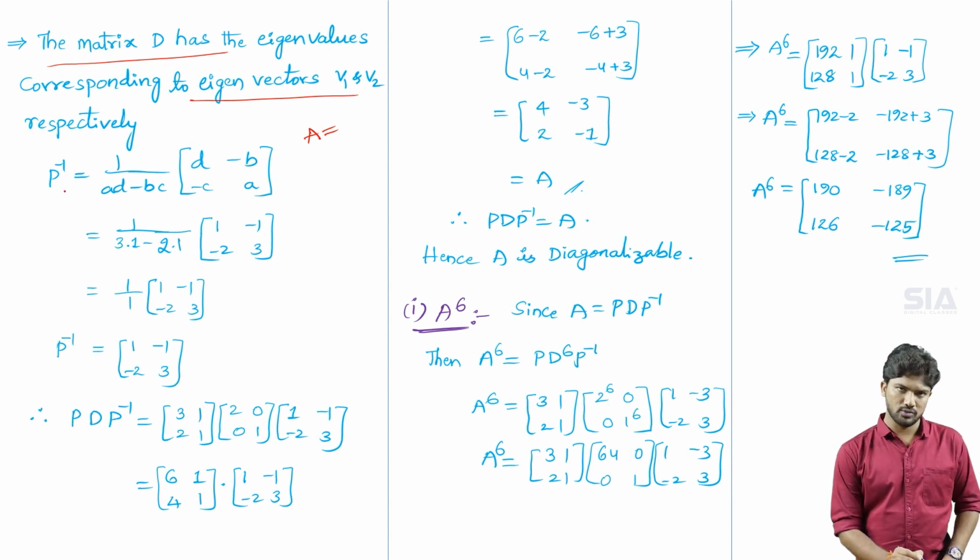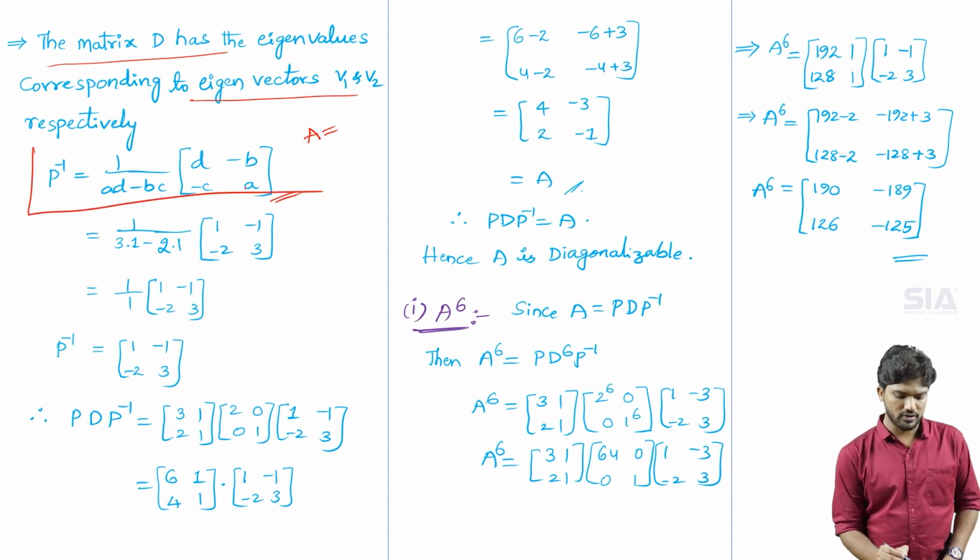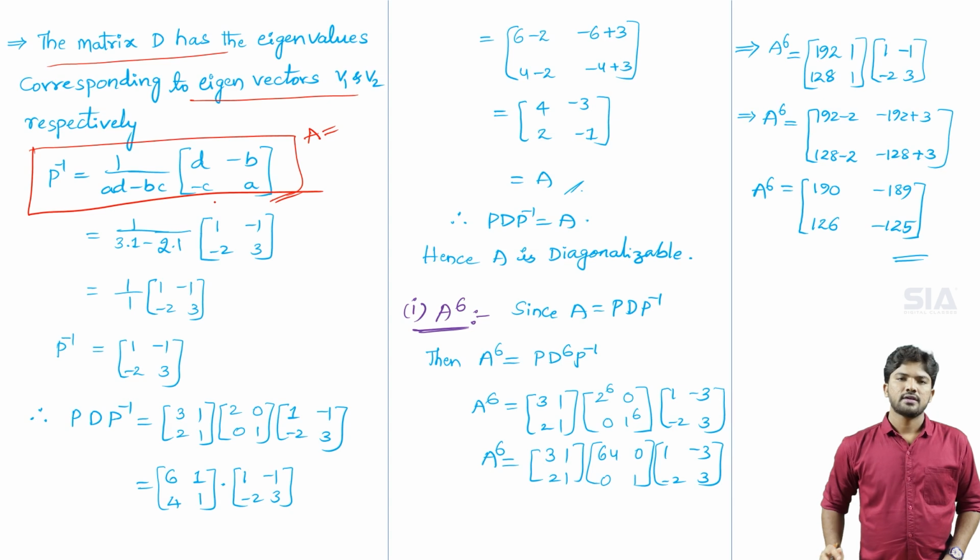Here P is the 2 by 2 matrix. We can find P inverse easily. The general formula is P inverse equals 1 over (AD minus BC) times the matrix [D, minus B; minus C, A]. So that is the formula.